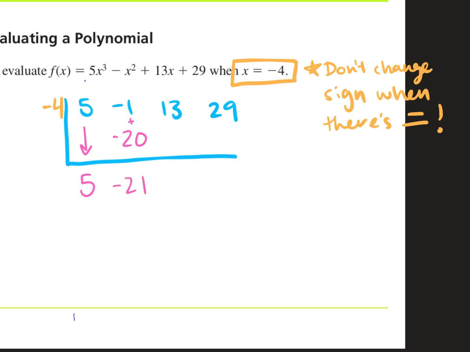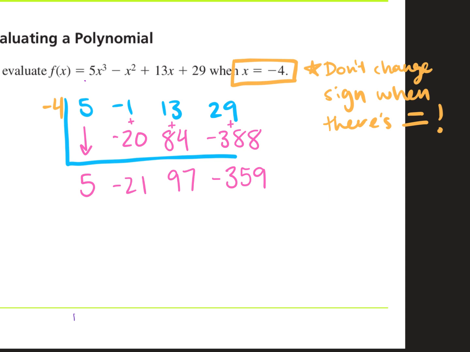Multiply the outside. Positive 84. Add the inside. 97. Multiply the outside. Perfect. Negative 388. Add the inside. Negative 359.